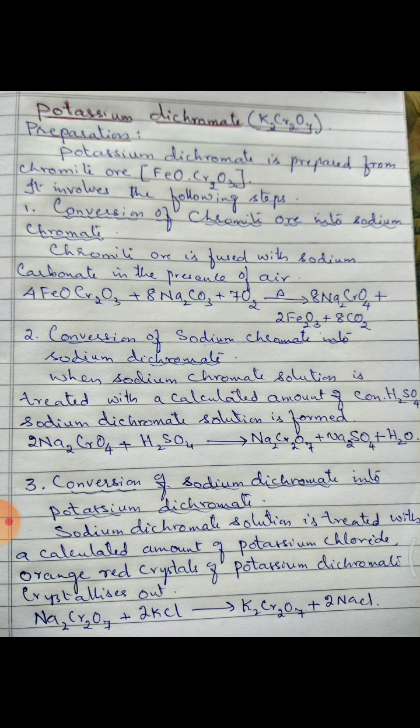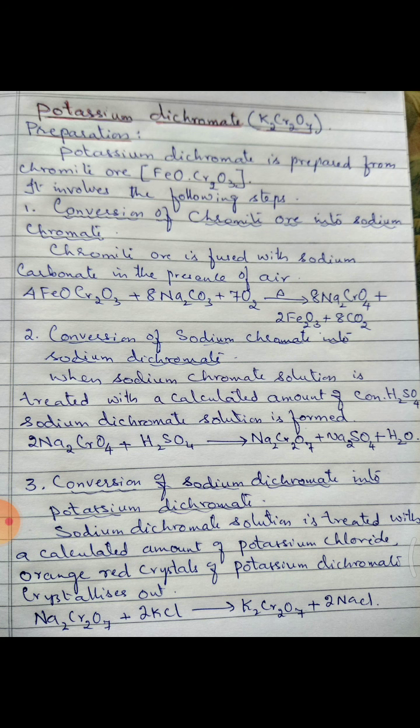This solution is concentrated and cooled. Sodium sulfate crystallizes. So sodium sulfate crystals are removed. Sodium dichromate remains in the solution. So next step is conversion of sodium dichromate to potassium dichromate. The sodium dichromate solution is now treated with a calculated amount of potassium chloride.